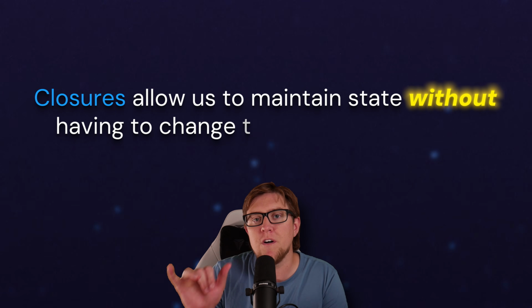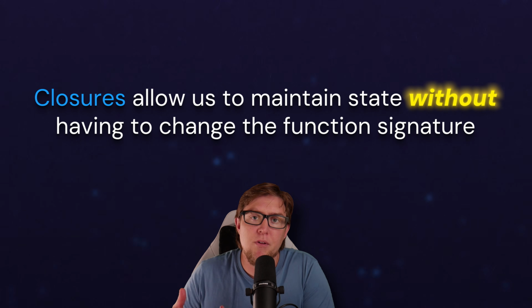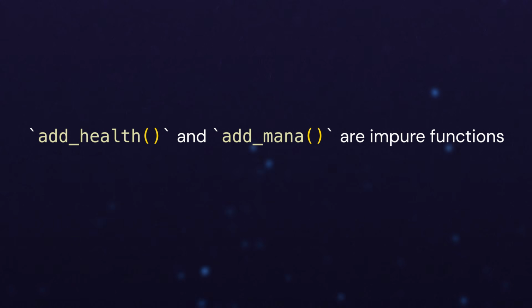One of the best parts about closures and what makes them useful in real programming is that they allow us to maintain state without having to change the function's signature. So for example, the add health function keeps track of and updates this count variable, but it doesn't take a count as input. That means if I have a place in my code where I need to use a function that doesn't take any parameters as input, but I still want to keep track of state, a closure might be a good fit.